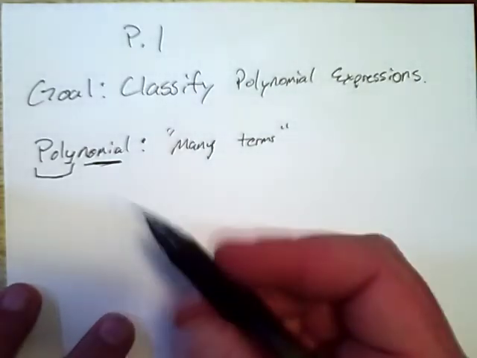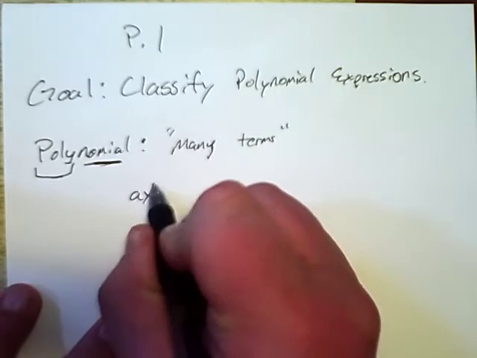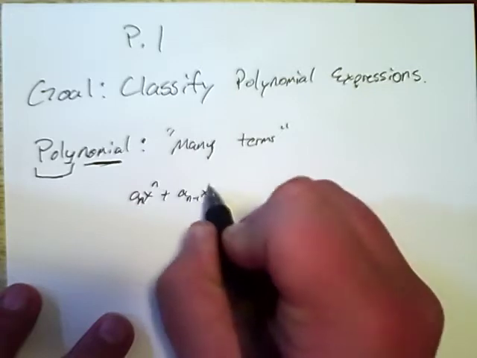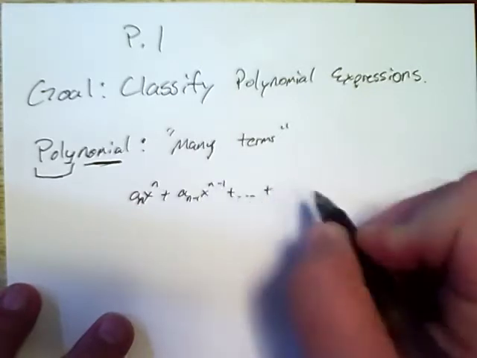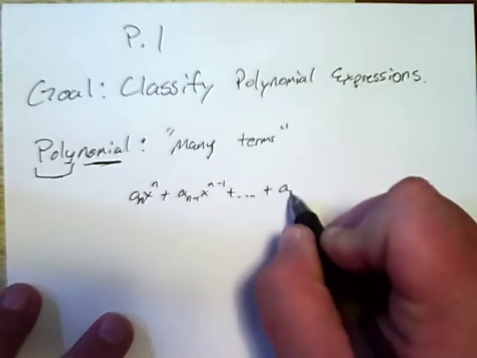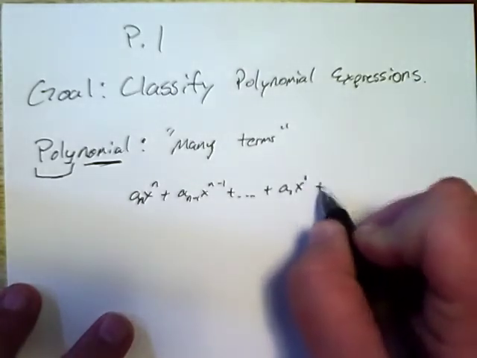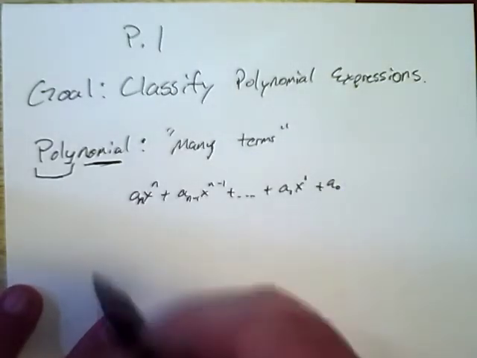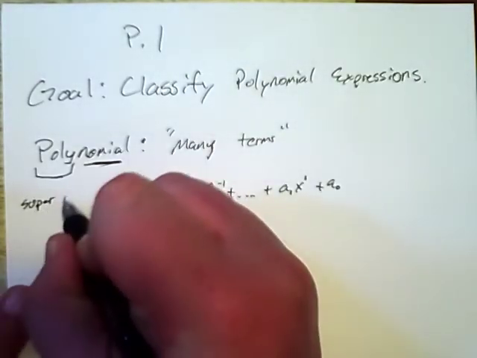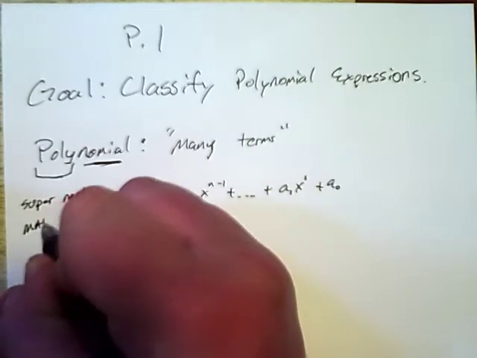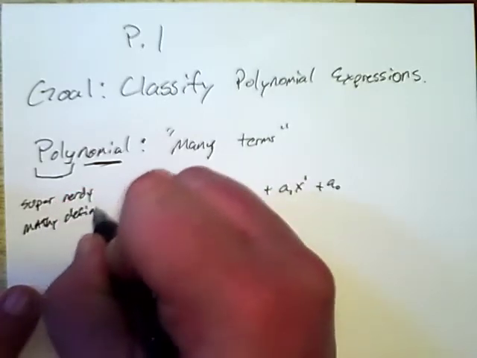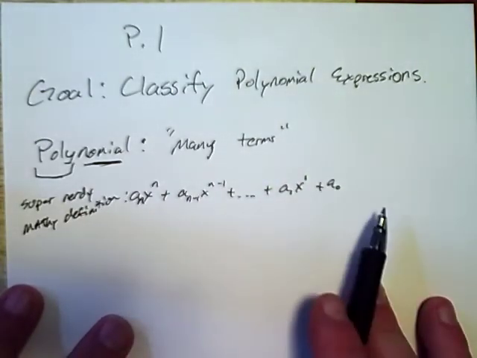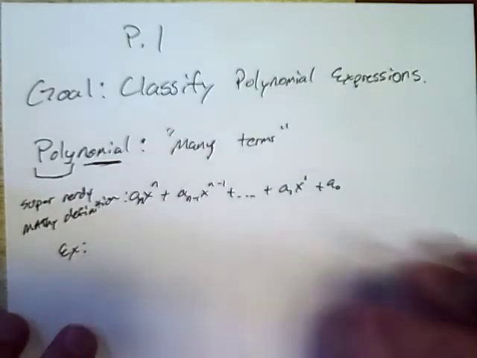All polynomials are going to be in the form of a sub n x to the n plus a sub n minus 1 x to the n minus 1 plus a whole bunch of stuff. And then we get down to a sub 1 x to the first and a sub 0. Whoa, this looks crazy. This is the super nerdy mathy definition. Do I want you to know it as a super nerdy mathy definition? No, I don't. So let's just start with a blanket example.